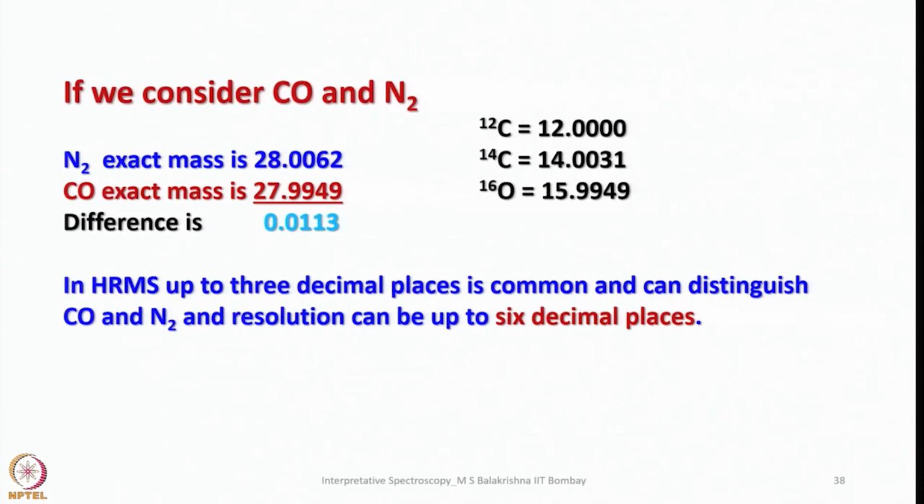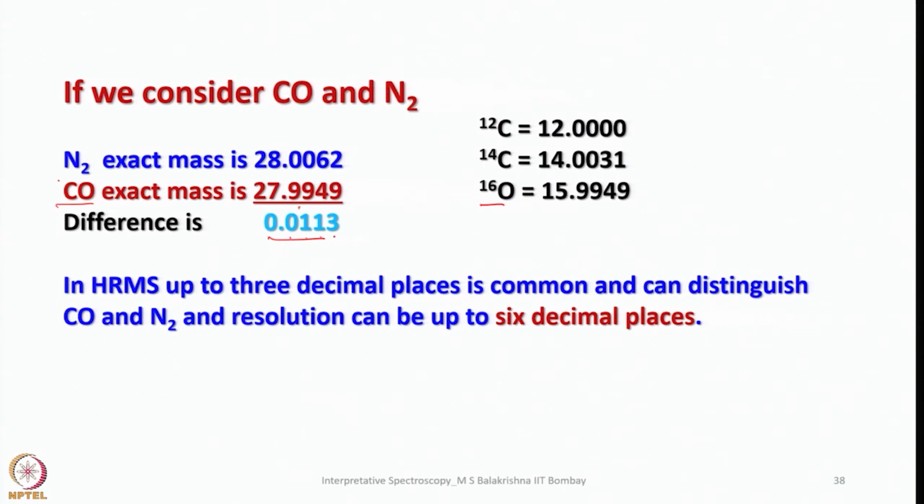For example, if we consider two isoelectronic gases such as CO and N2, we know the mass of 12C is 12.0000, 14N is 14.0031 and 16O is 15.9949. So the exact mass, if we consider for N2, would be 28.0062 and exact mass of carbon monoxide is 27.9949. The difference delta M is 0.0113.